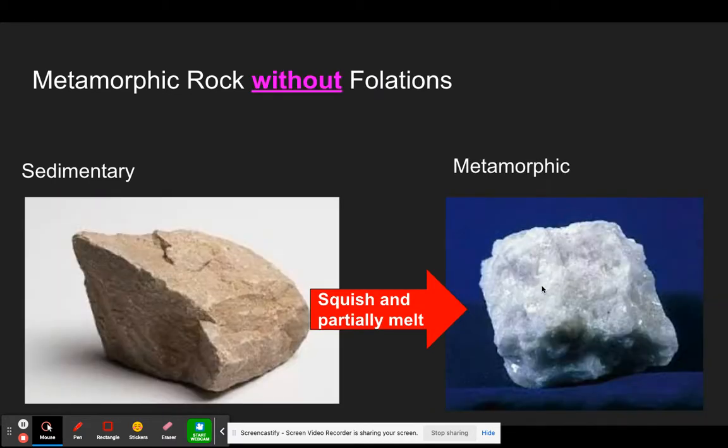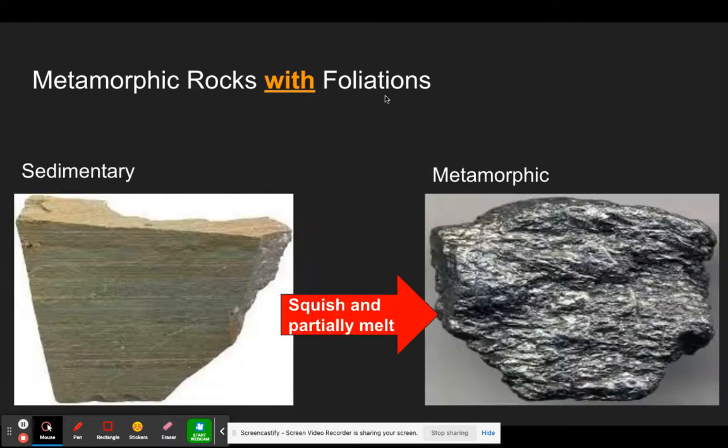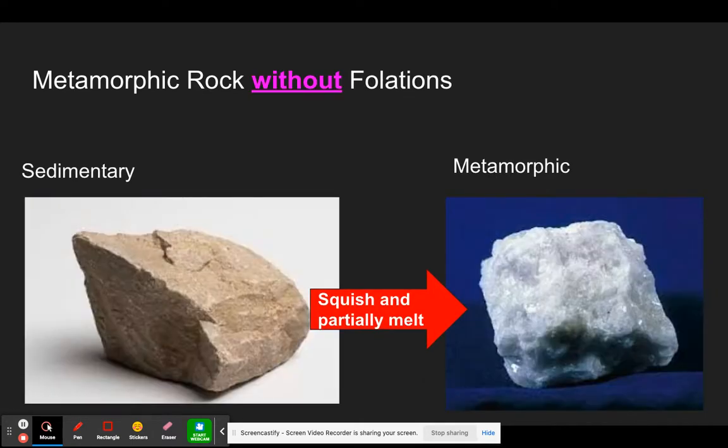All right, now here's our other type of metamorphic rock that we're going to learn about. These are metamorphic rocks without foliations. So these ones did have foliations, they had those horizontal lines happening. This one does not have foliations. So this is usually caused by more heat and a little bit less pressure. So in this case, we have a sedimentary rock. This is a limestone.